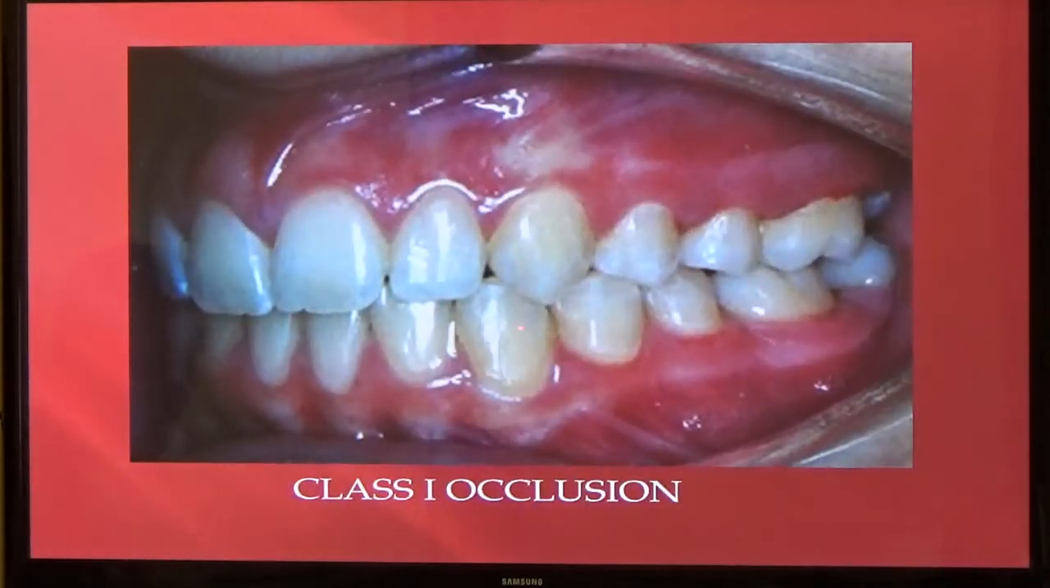If you look at this patient here, same patient, the mesiobuccal cusp comes right here, here's the buccal groove of the lower first molar, and it comes down and hits right there. So that's class 1 occlusion. And that's what? Mesognathic, means you have a straight profile.